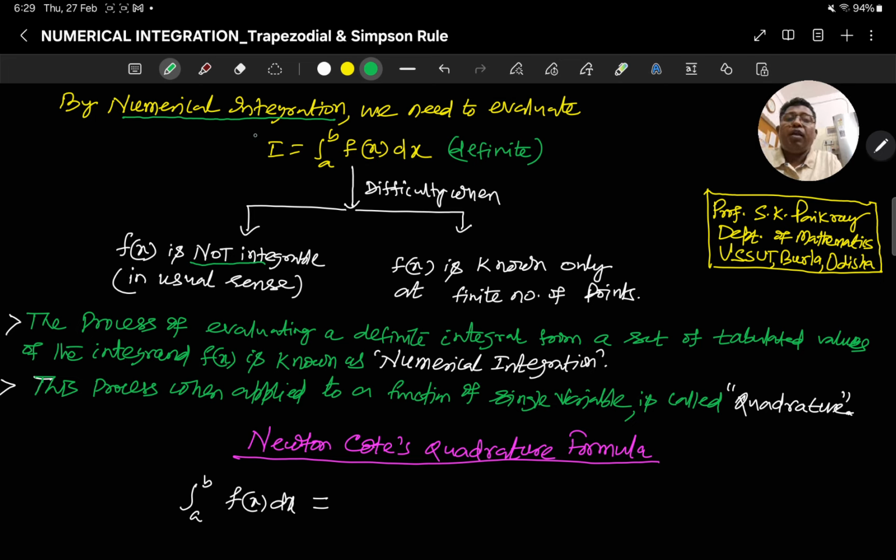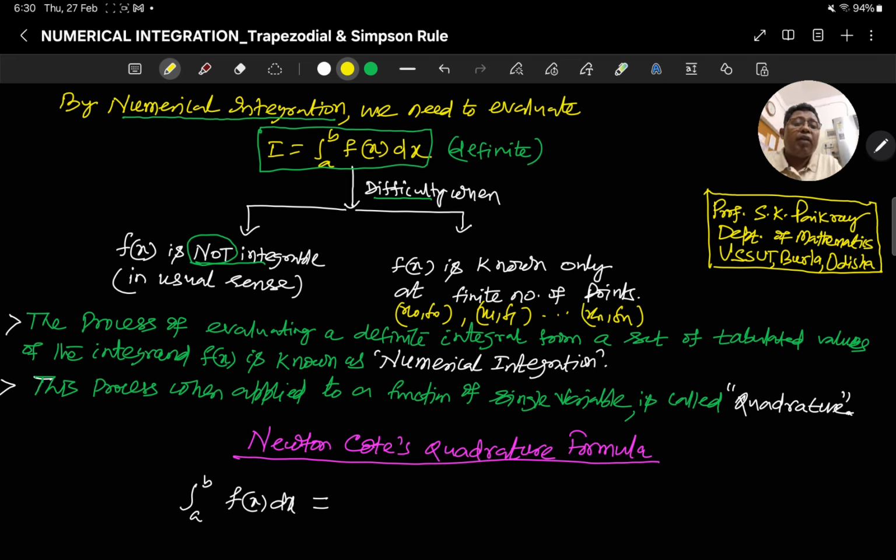Now suppose you are given a definite integral to evaluate, integral a to b f(x) dx. The difficulty arises when f(x) is not integrable by the usual sense, or f(x) is known only at a finite number of points, that is, x0 f0, x1 f1 and so on up to xn fn. If these tabulated points are known, like in your interpolation methods, otherwise if it is not integrable, then we can split it into the nodes and corresponding functional values.